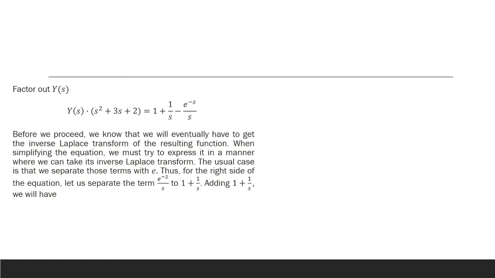So before we proceed, we know that we will eventually have to get the inverse Laplace transform of the following function. Whenever simplifying the equation, we must try to express it in a manner where we can take its inverse Laplace transform. So the usual case is that we separate those terms with e. Thus, for the right side of the equation, let us separate the term e raised to negative s over s from 1 plus 1 over s.